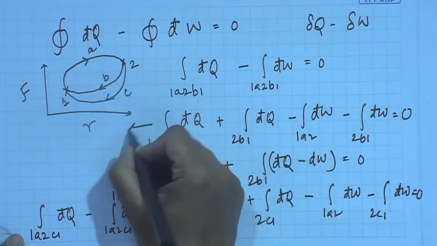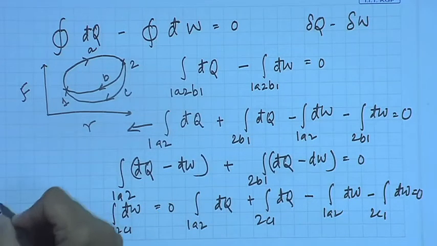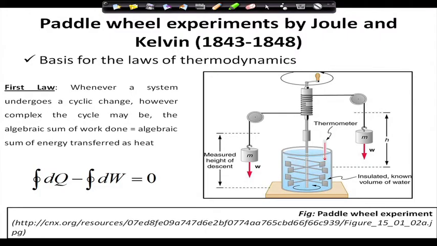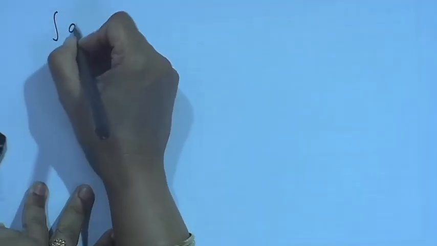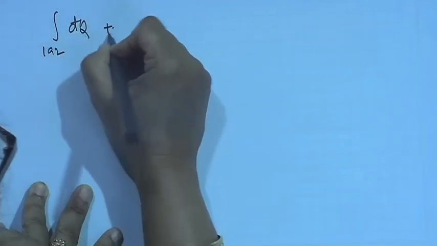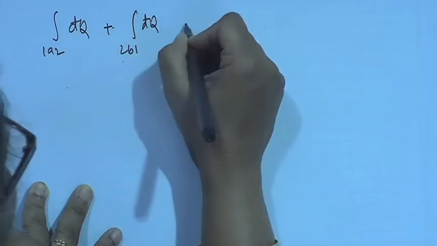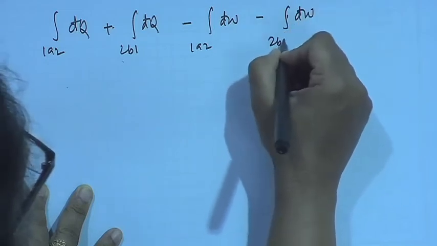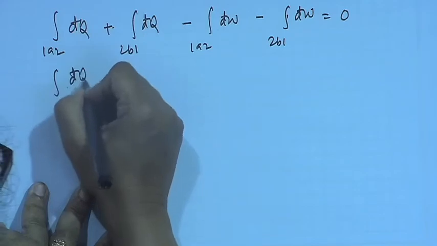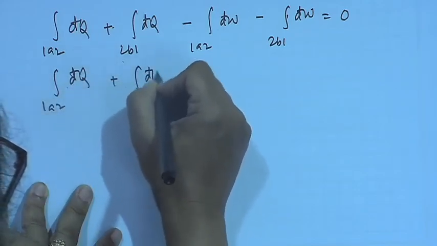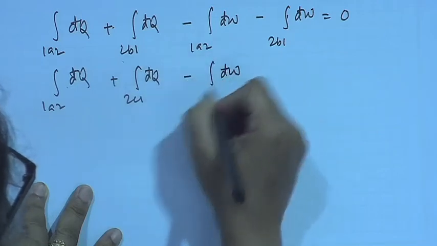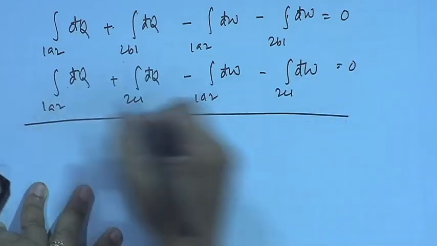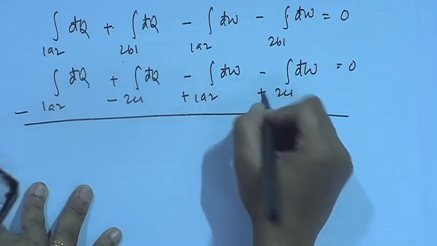Now, if I subtract equation 2 from equation 1, what am I going to get? I will just write down the equations once more for your convenience, and then I perform the subtraction. First equation is integral dq1a2 plus integral dq2b1 minus integral dw1a2 minus integral dw2b1 equals to 0. And the second equation is integral dq1a2 plus integral dq2c1 minus integral dw1a2 minus integral dw2c1 equals to 0. Now, if I subtract one from the other, what do I get?